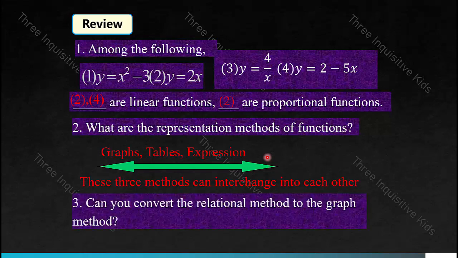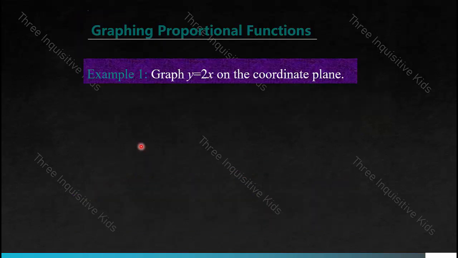Now, can you convert the relational method into the graph method? This is what we're going to be looking at today. Can you turn the relational expression of a function into its graph form? Graphing proportional functions. Example 1. Graph y is equal to 2x on the coordinate plane.